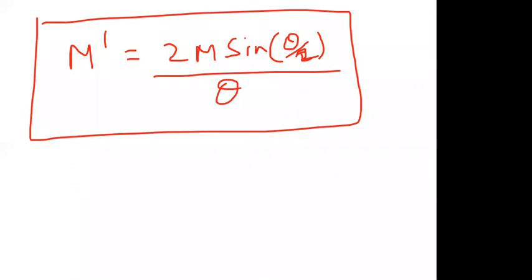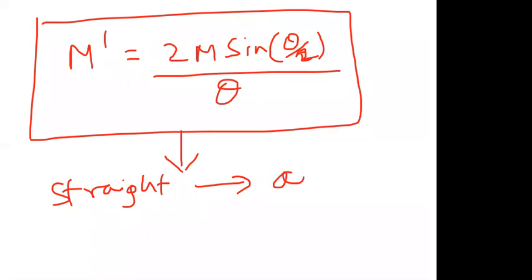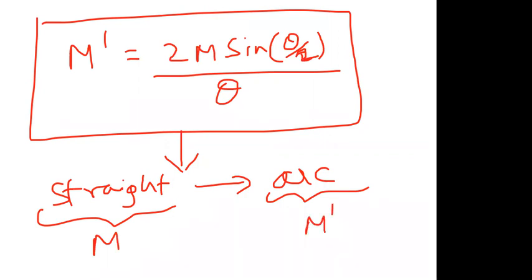This expression you have to use whenever a straight magnet is bent in the form of an arc. The formula is M dash is equal to 2M sine theta by 2 by theta. M is the straight magnet's magnetic moment, and M dash is the magnetic moment of the arc. I hope you are clear with this formula.